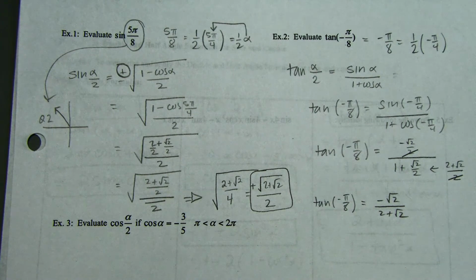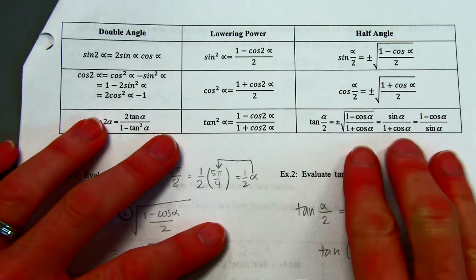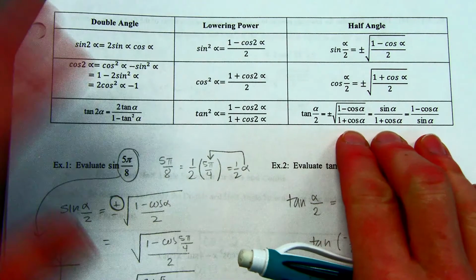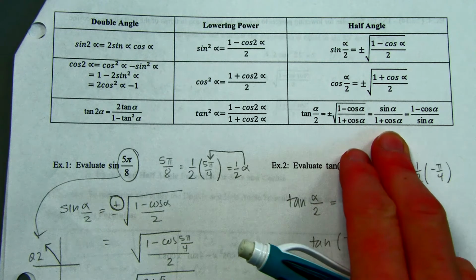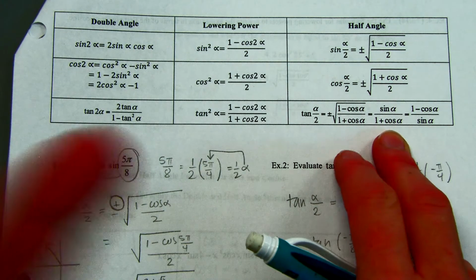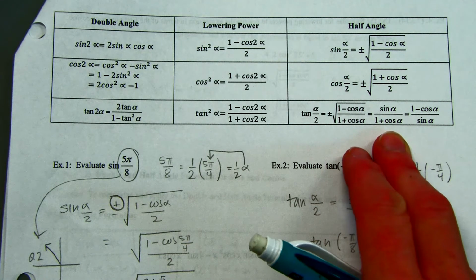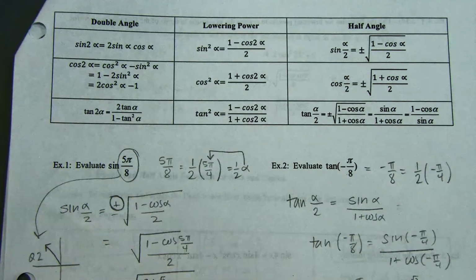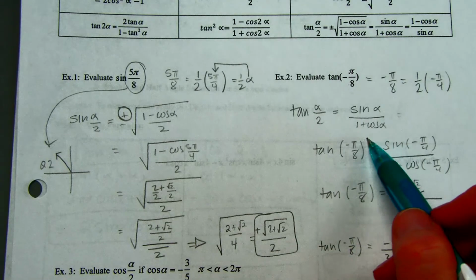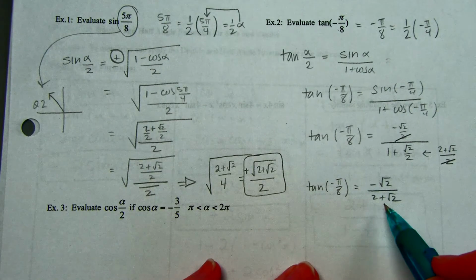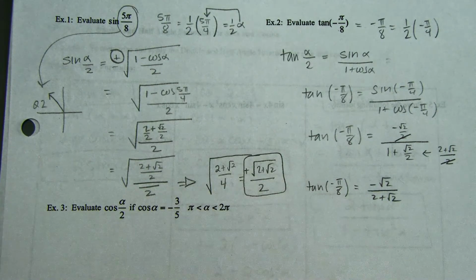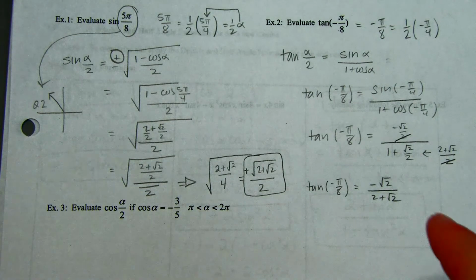So remember that there are 3 versions of the half angle formula for tangent. So you can use any of the 3. I decided to use the one in the middle because then I don't have to think about if it's plus or minus. It's automatically going to work itself out. So I did sine alpha over 1 plus cosine alpha, and I ended up here, negative root 2 over 2 plus root 2. How many of you got to the same place? Great.